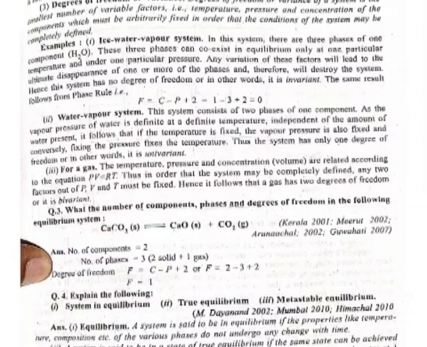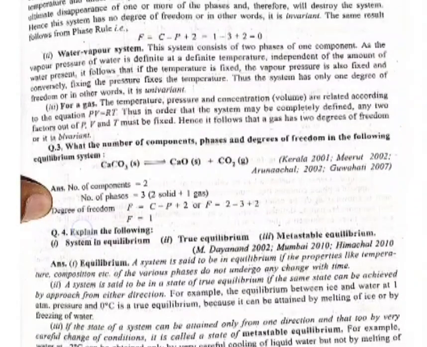If the state of the system can be attained only from one direction, by very careful change of conditions, it is called a state of metastable equilibrium. For example, water at minus 2 degrees Celsius can be obtained by very careful cooling of liquid water but not by melting ice. Hence, water at minus 2 degrees Celsius is said to be in a state of metastable equilibrium.